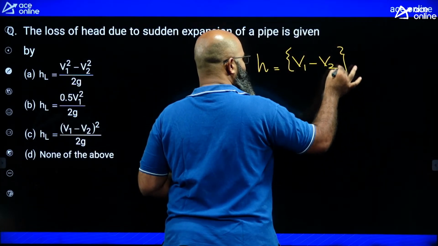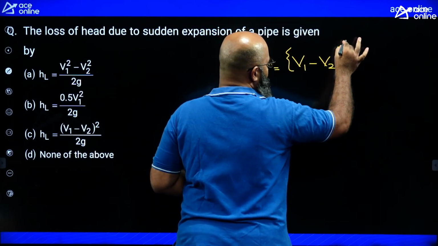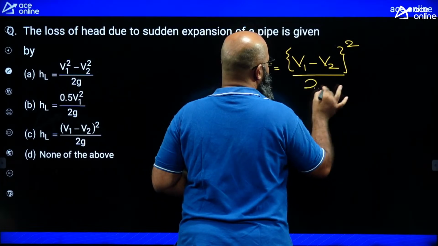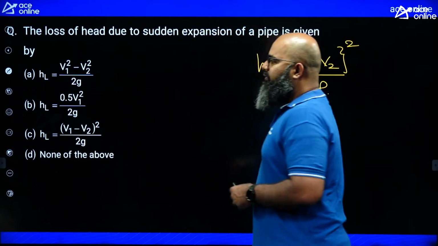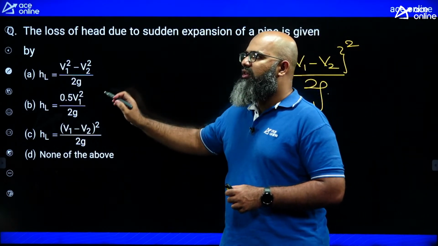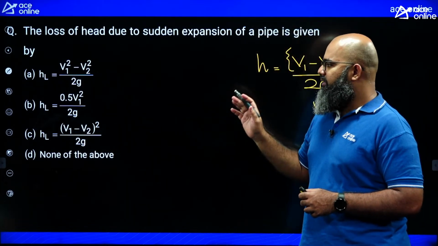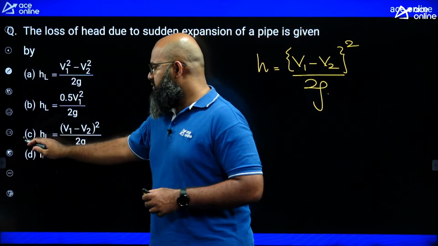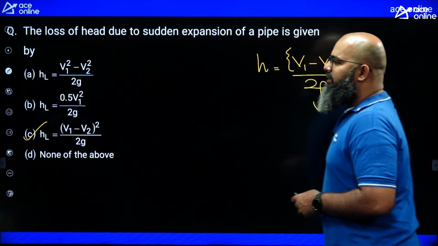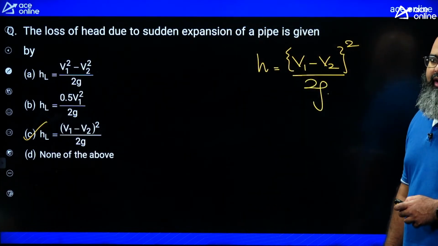Please be careful, people make mistakes over here. It is not individual squares, it is the whole square divided by 2g. As a matter of fact, he has given you individual squares also over here, but it is whole square by 2g. So, the answer is option C, (V1 minus V2) whole square divided by 2g.